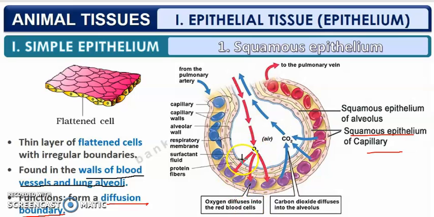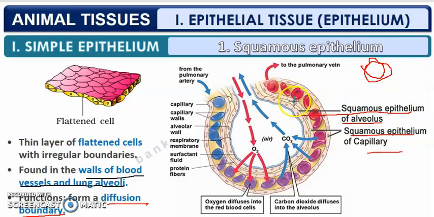So who helps in that diffusion process, in taking in oxygen and giving out carbon dioxide? It is the squamous epithelium of the capillary, because their function is to form a diffusion boundary, right? So it is acting as a diffusion boundary between the two surfaces. So this is the squamous epithelium of the capillary. You can see here this is the squamous epithelium of the alveoli, which means the air sac, right? So we know how the air sac is. These are balloon-like structures, right? I hope you remember. The capillaries surround these balloon-like structures, right?